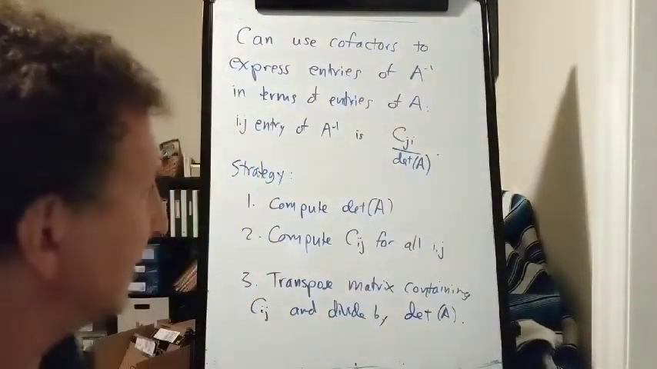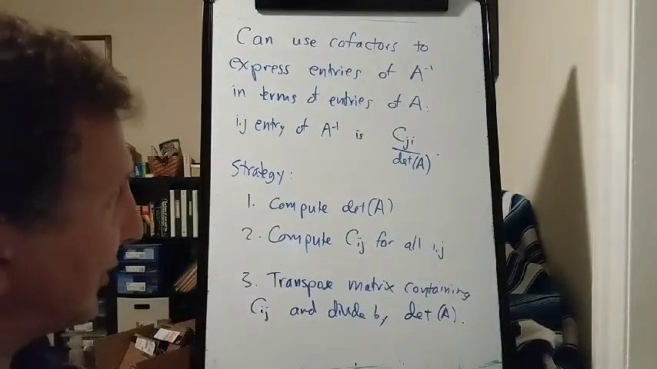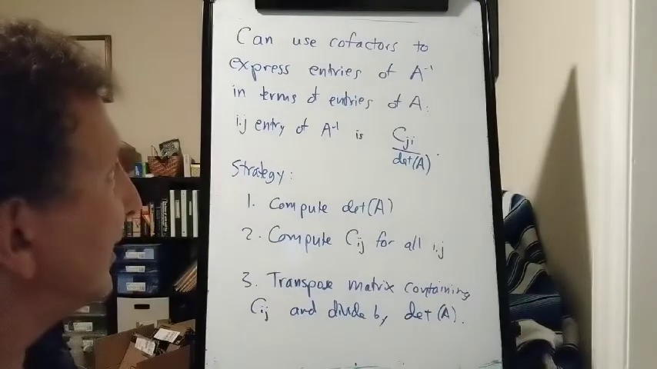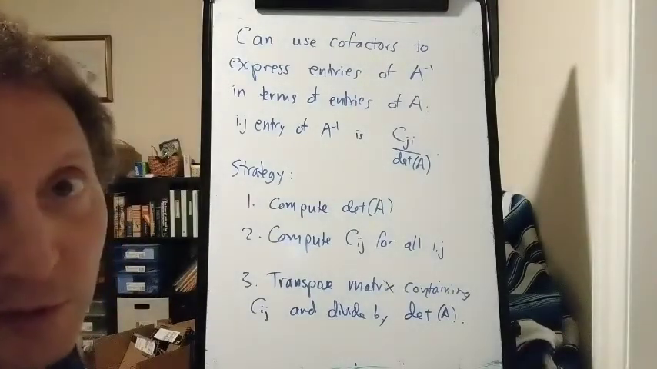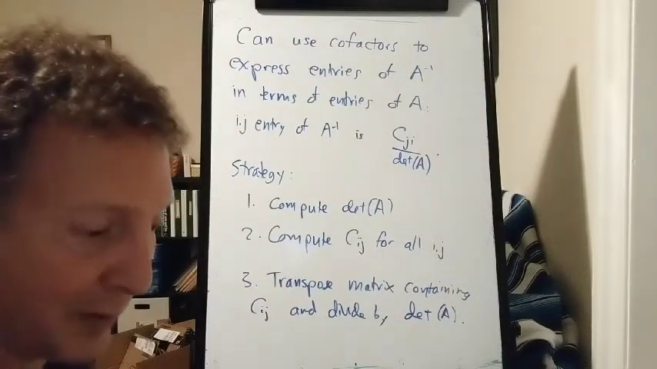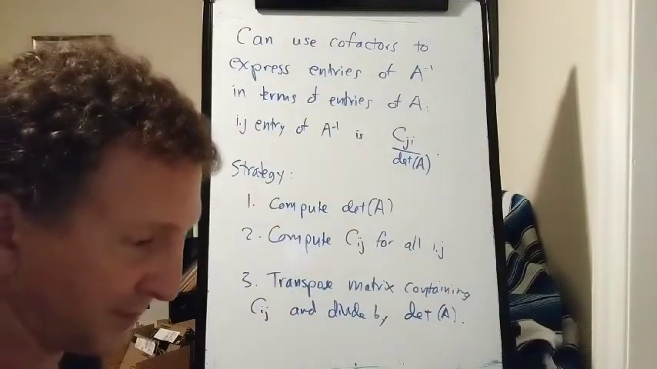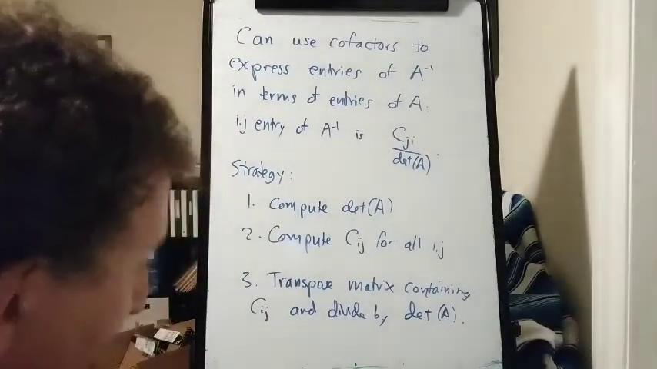Now, in my opinion, this method of computing the inverse of a matrix is a little risky because it involves lots of computations that you can do wrong. I think it's better to use row reduction. But let's try this anyway, just to understand how it works.